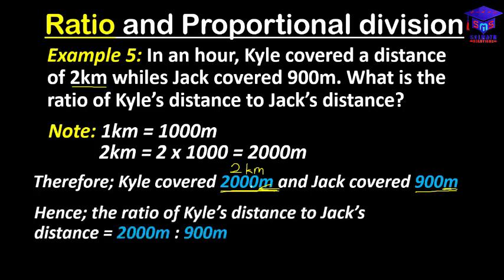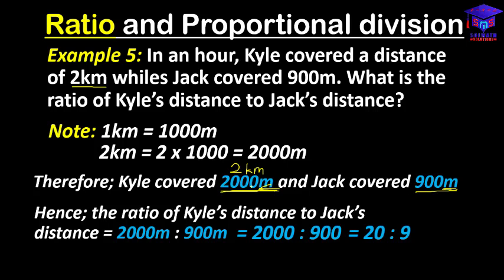So hence the ratio of Carl's distance to Jack's distance is 2,000 meters is to 900 meters. And so we can write this one as being equal to 2,000 is to 900. Once again, we always have to leave our ratios in the lowest term. So it means we have to reduce this to the lowest term by dividing both sides by the highest common factor, and that will give us 20 is to 9.